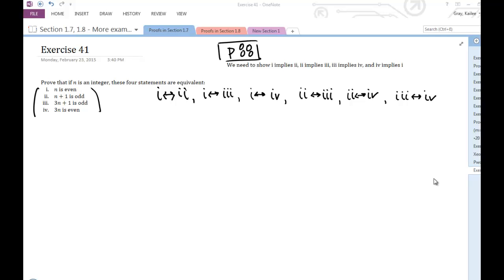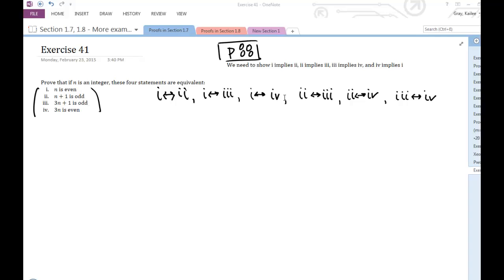In this video, I'm going to be showing that these four statements involving the parity of integers are equivalent statements. In other words, we have 6 biconditional statements to prove, which is a pretty considerable amount of work. So we're trying to prove that n is even if and only if n plus 1 is odd. We're trying to prove that n is even if and only if 3n plus 1 is odd. We're trying to prove n is even if and only if 3n is even.